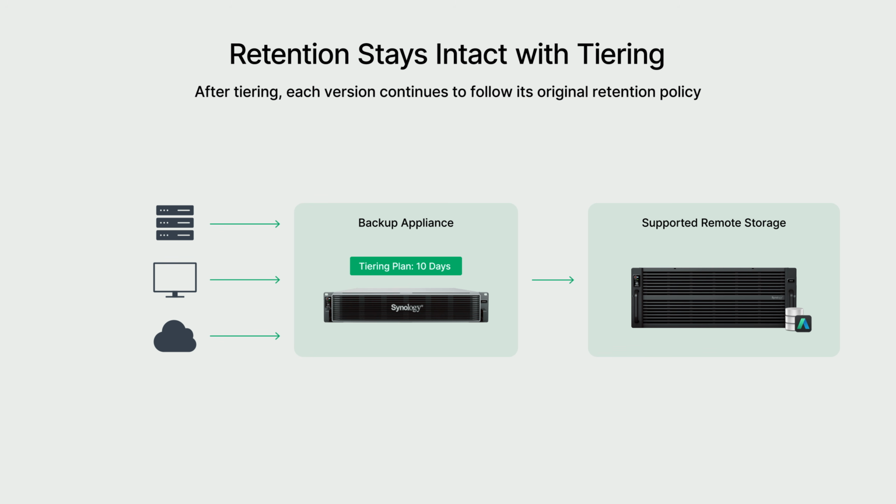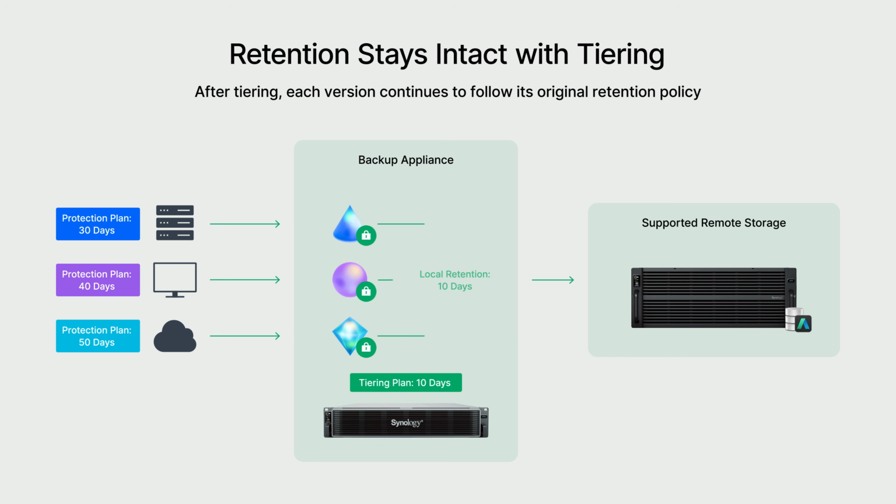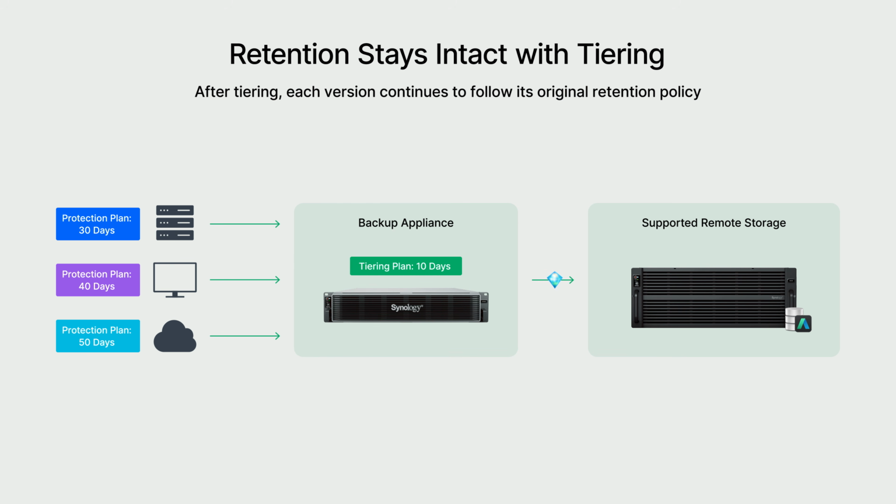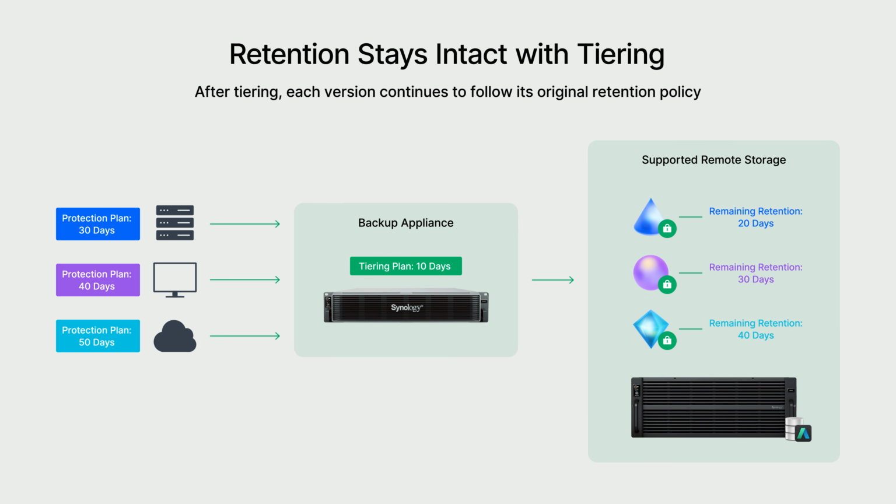Each workload can have its own retention policy, such as 30, 40, or 50 days. Once the data is backed up, a 10-day tiering plan keeps all workload data on the local appliance for 10 days. On day 11, the data is automatically tiered out to remote storage. From there, it continues to follow the original retention rules and is only deleted when that retention period ends.